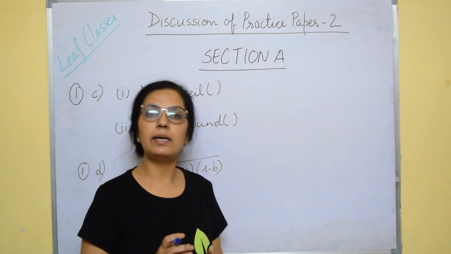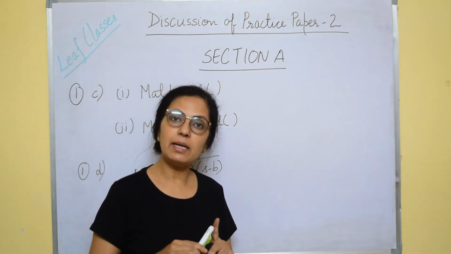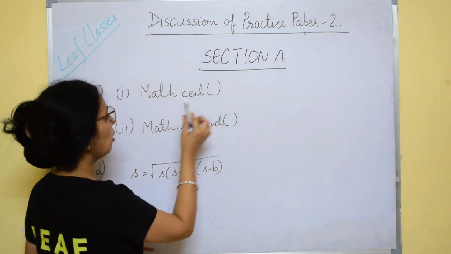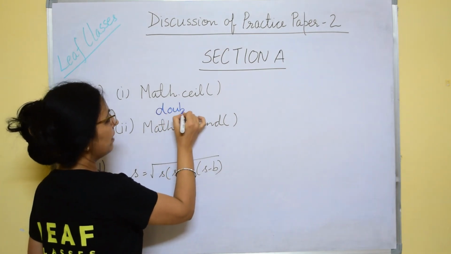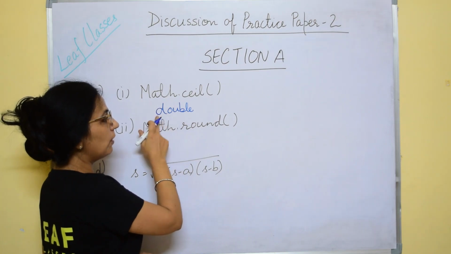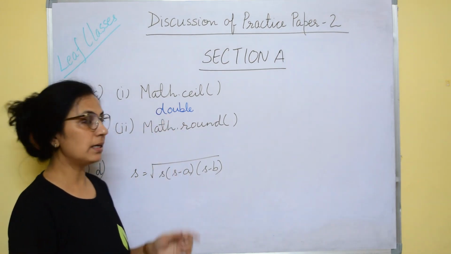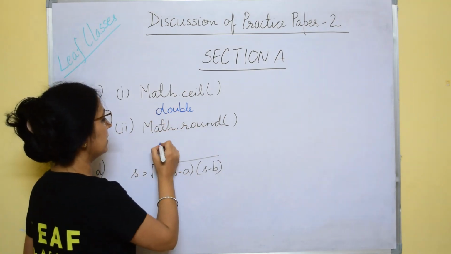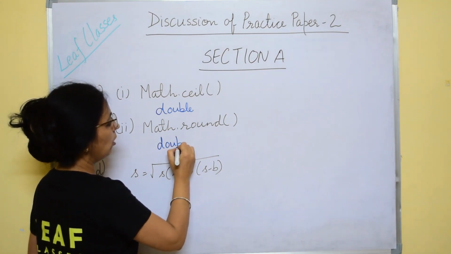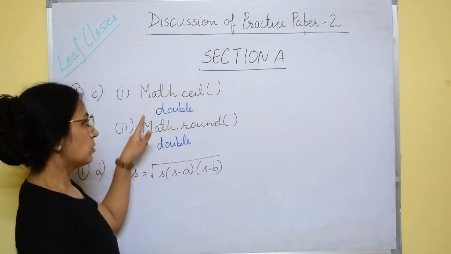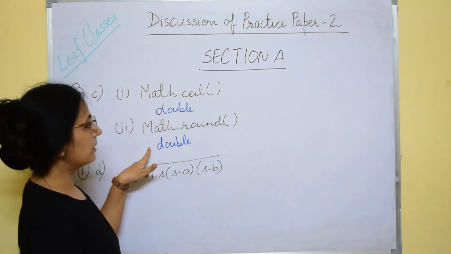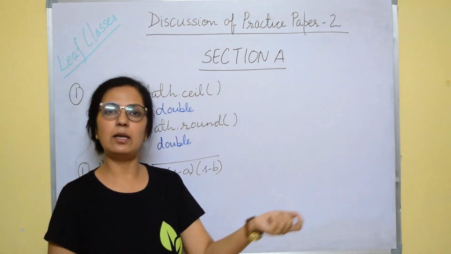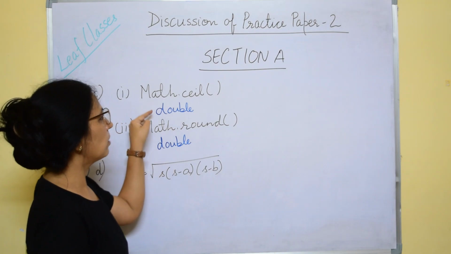C part, give the return type of these 2 functions. So please learn the return type of all mathematical functions and string functions. Anything can be asked in exam. So math.ceil, the return type is double. Please take care of writing the case when you are writing the return type. All the letters of double have to be in small letters. Similarly, math.round also returns double value. So both the answers you will write like this. You don't have to write in the sentence form that this function returns double value. Please don't go into that detail. Just write to the point answer.